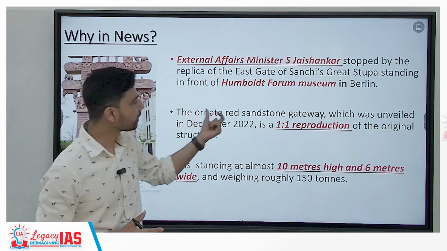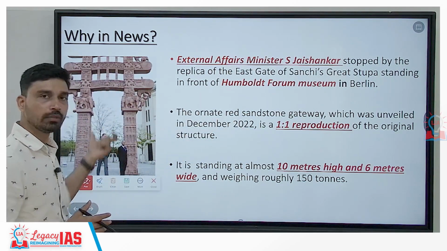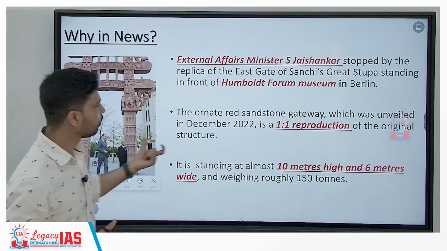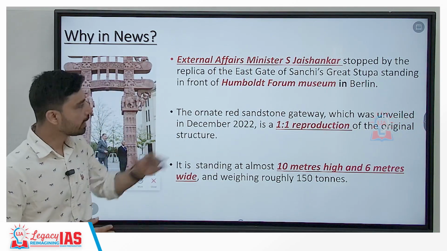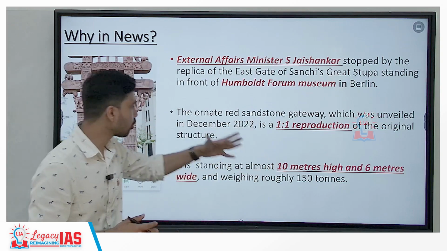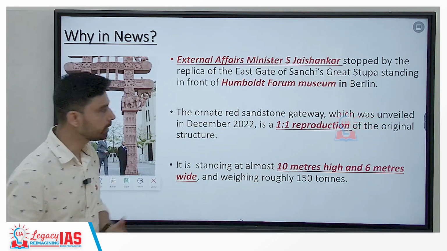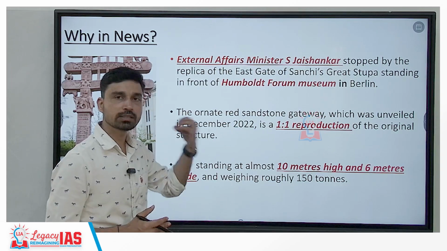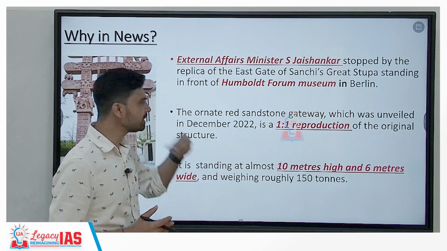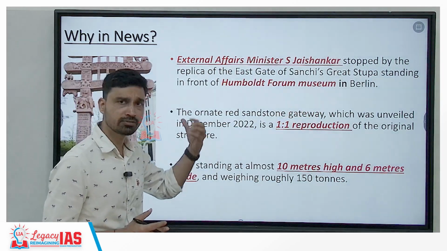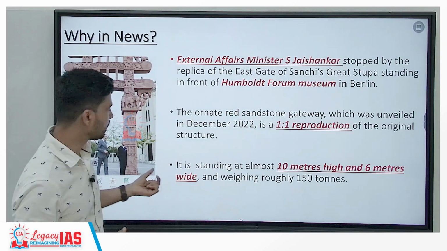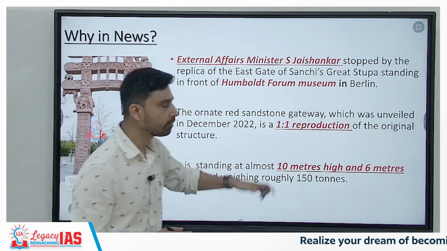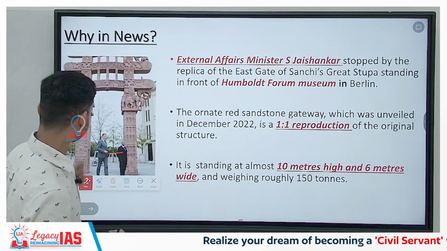The ornate red sandstone gateway, as we can see from this picture, which is situated in Berlin, was unveiled in December 2022, and it is a 1:1 reproduction of the original structure. 1:1 means in terms of size, shape and everything, it resembles, or we can say strikingly resembles, the original stupa's gate. It is standing almost 10 meters high and 6 meters wide and weighs roughly 150 tons.